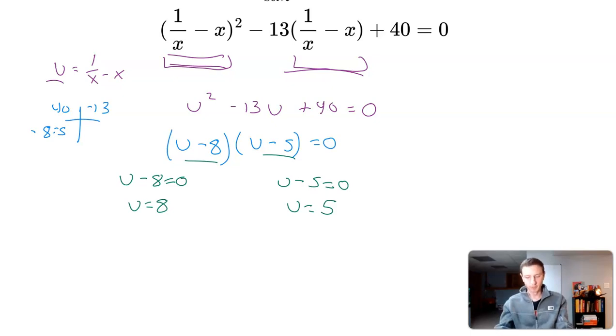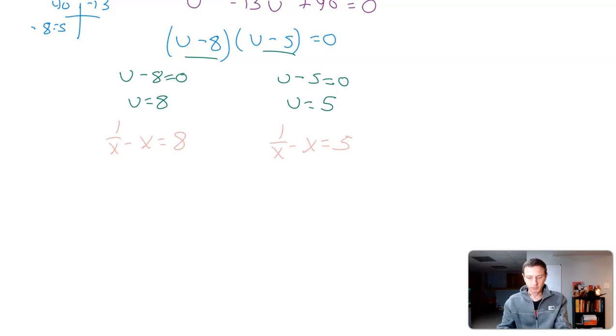Now we have to do some work. As long as you could see that substitution, this whole first half was pretty manageable, just factoring. Now we have to resubstitute. So now we have to put back what u is equal to. So let's see. We're going to have 1 over x minus x equal to 8, and 1 over x minus x equal to 5. Now we have to just solve both.